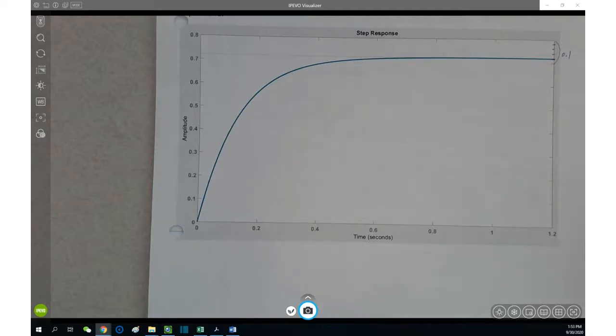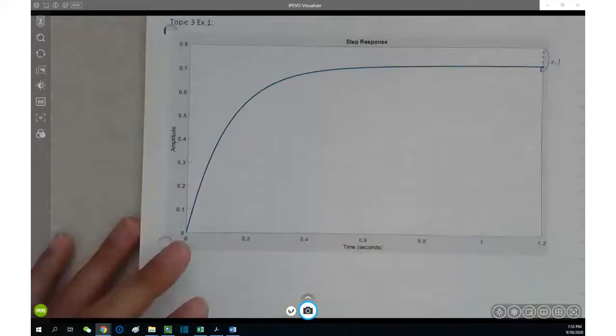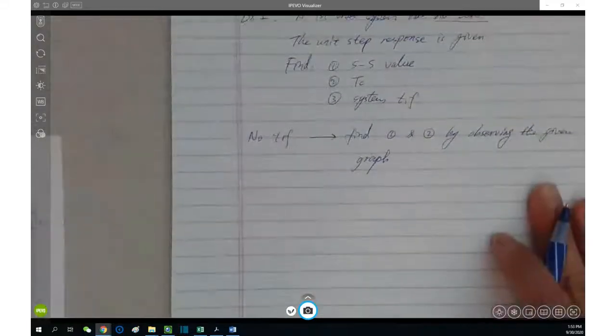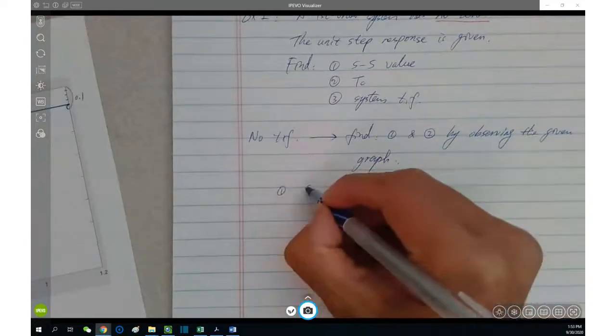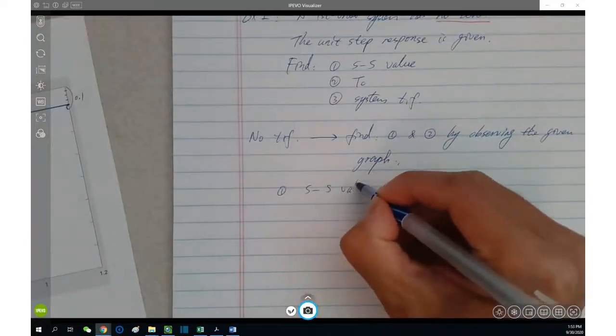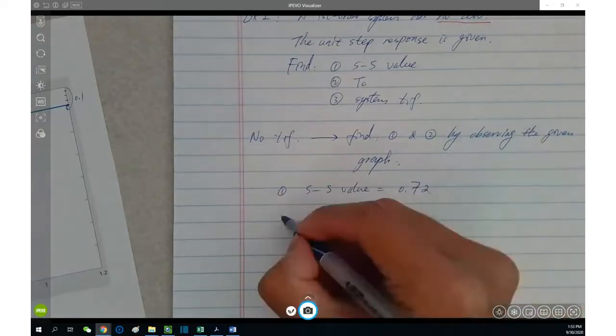So 1/5 is what? 0.02. Plus 0.7 is 0.72, right? Go back to here. Steady state value equals 0.72, right? Keep reading.